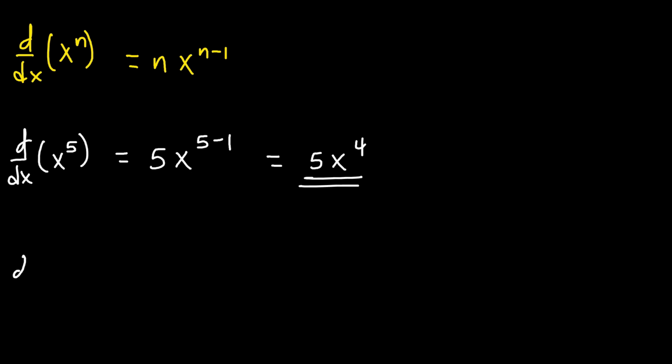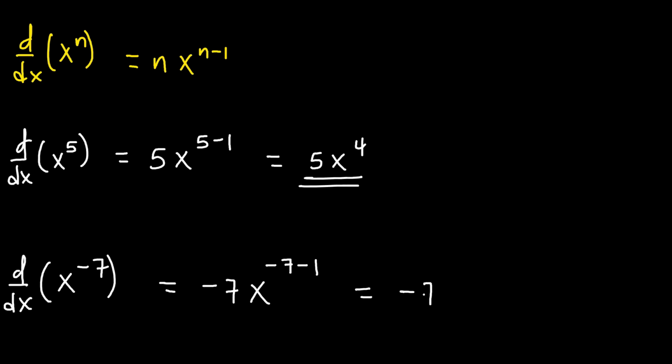Now let's say we want to find the derivative of x to the power of negative 7. This will be equal to negative 7 times x to the power of negative 7 minus 1, and this will give us... And from the rules of exponents, you can take this to the bottom, and the negative exponent will become positive. So this will be equal to negative 7 divided by x to the power of 8.